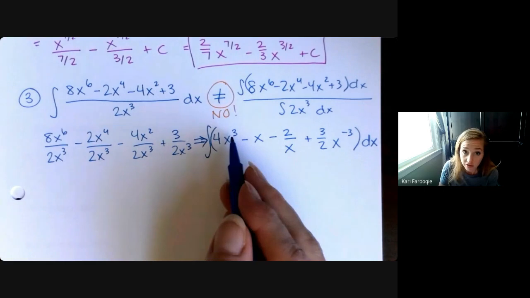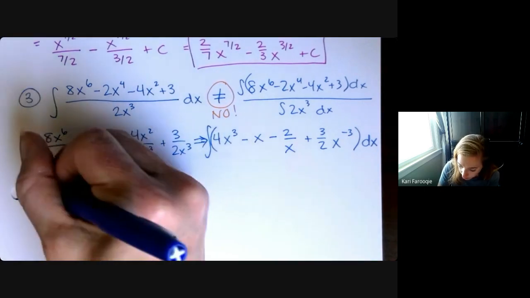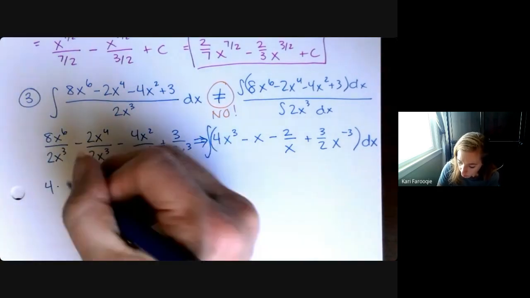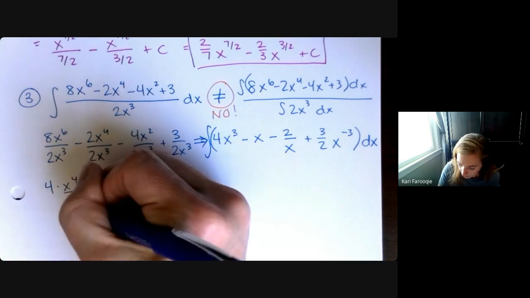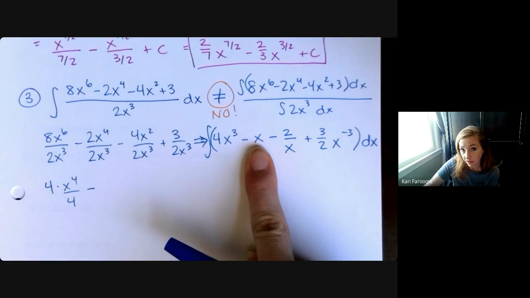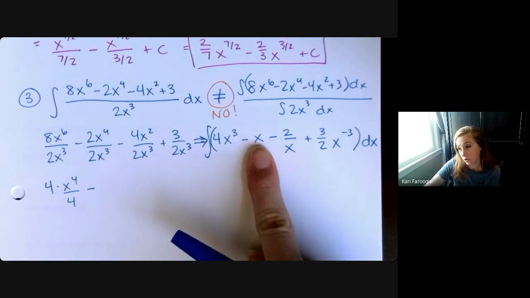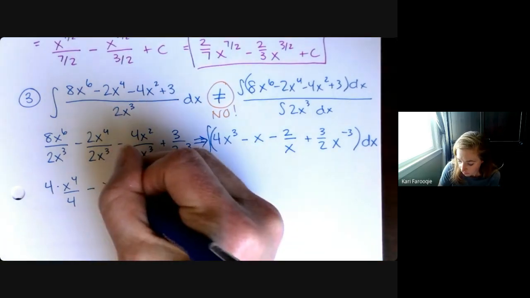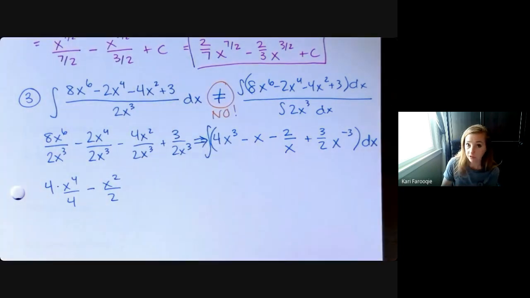All right, so I'm going to increase the exponent by 1 and divide by the new exponent. The 4 is a constant multiple. For the integral of x, when I increase the exponent by 1, it's going from 1 to 2. So this is going to be x squared divided by 2. It's a pretty common one that you're going to see.